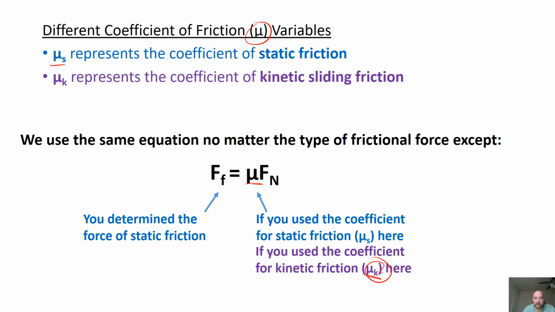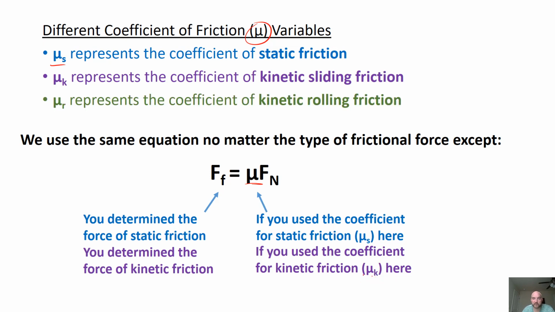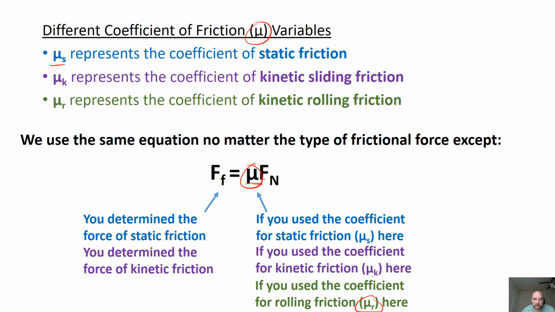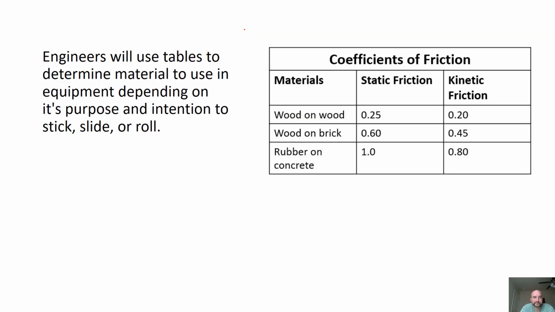I would just know that I'm using the coefficient of kinetic friction here, and then I would have solved for the force of kinetic friction. And likewise, if I use the UR, the rolling friction, I would have solved for the force of rolling friction. We're going to use the same equation no matter what. It just depends on how we get the data, or which data in the table we're using. Are we looking at static, kinetic, or rolling friction?